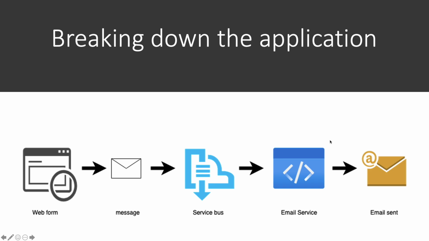So we're going to be building today 2 applications and 1 class library. The first application that we're going to be building is the web form application or MVC application here, which is going to contain the form, and the second application is going to be our console application, which is going to be responsible for sending the email, and we're going to use a class library in order for us to share some information between these 2 applications.